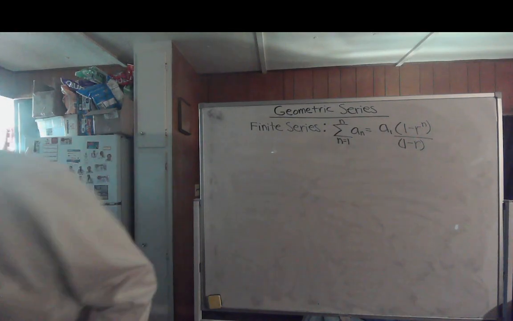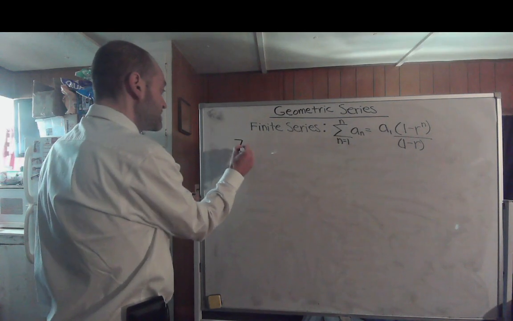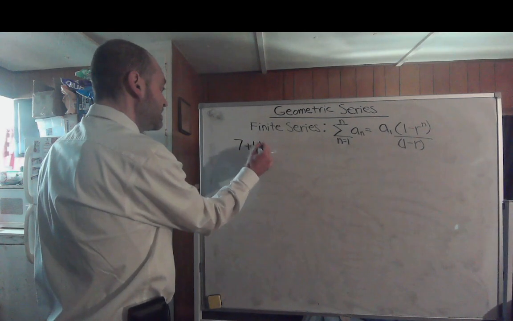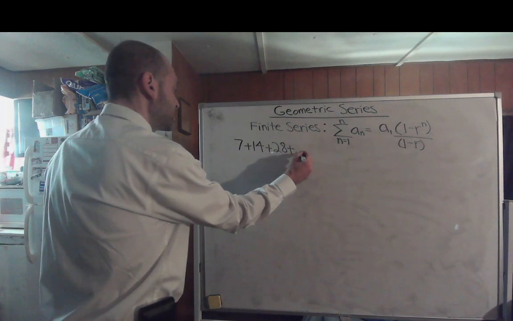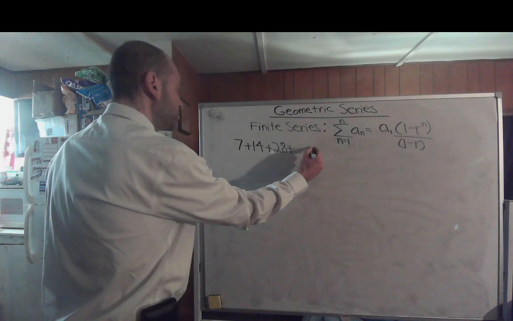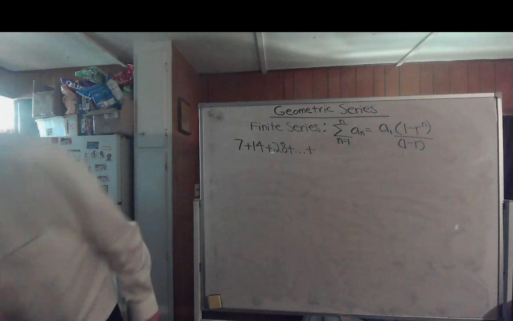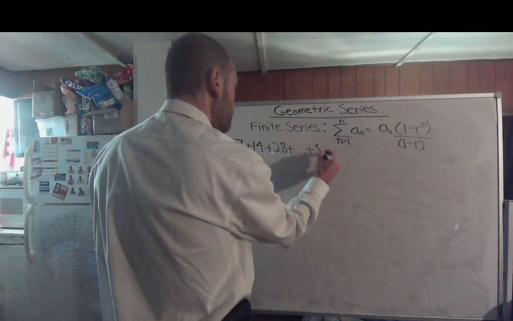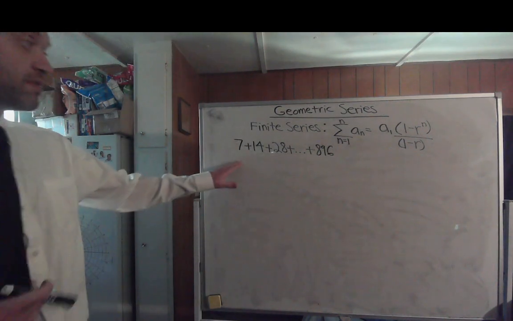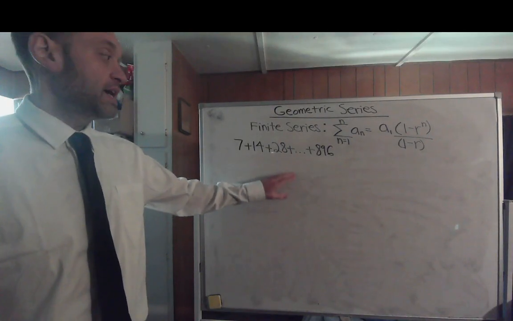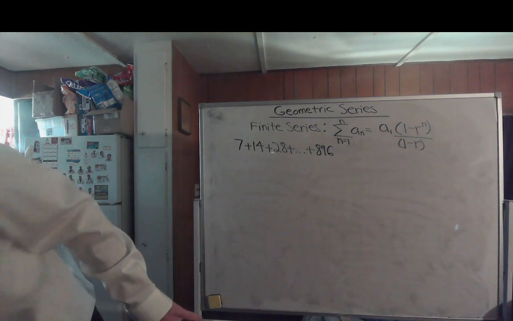Alright, so what's the next one? Let's see, we have 7 plus 14 plus 28 plus dot dot dot plus all the way up to 896. So we have 7 plus 14 plus 28 plus it skips to 896.